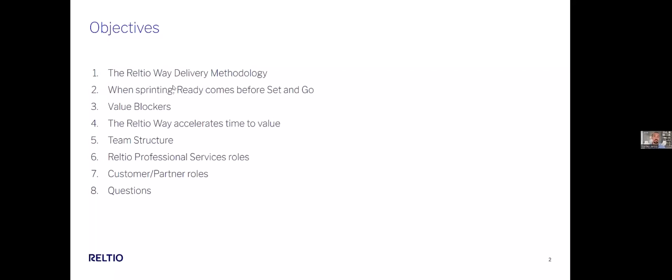We'll cover the most common value blockers from that. So you'll hear a bit of repetition on what we really need to accomplish before we start an implementation. We'll hit the Reltio way one more time from a different dimension and viewpoint, just to see where those values play into when accomplished. And then we'll close out with an overview on the ideal team structure you can expect, what the roles from our services team look like, and what the roles from the customer partner teams look like.